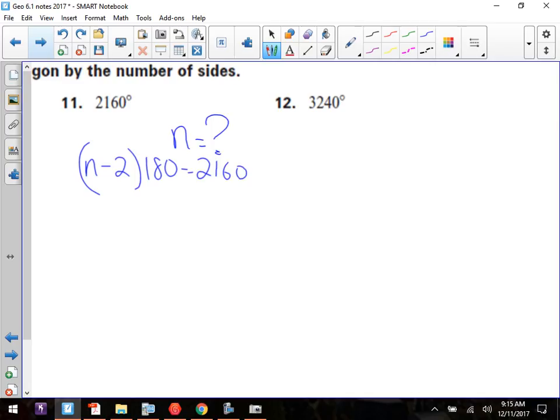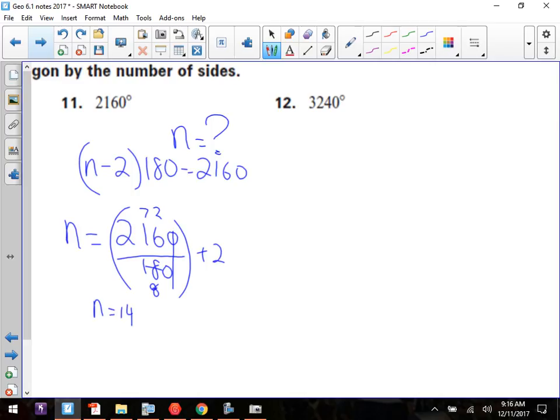Or did you guys just do n equals 2160 divided by 180 plus 2? Which way did you guys write it out? Is it the first one or the second one? Either one is fine. It works. All right. Either one works out. Let's see here. If you do it this way, 0s, 3, 72, 9, and 6. That's what? 12, 14. Did you get 14 for that?